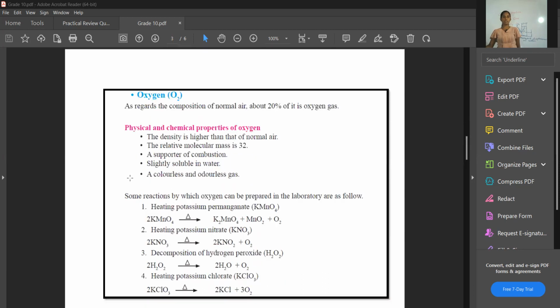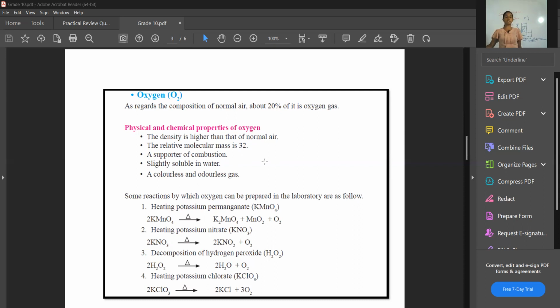Then we come to oxygen. It is a very familiar one, right? You know the percentage of it in the atmosphere. It is nearly 21%, or we can say 1/5 part of the atmosphere. So here also we have to know the physical and chemical properties. The density is lighter than that of normal air. It is also less dense than air.